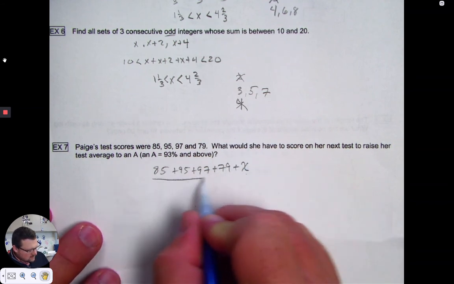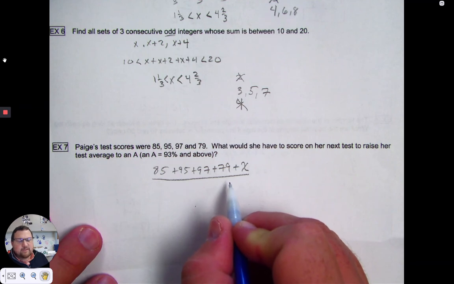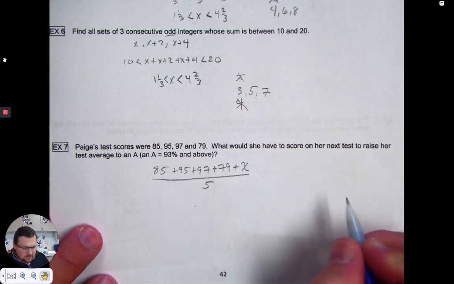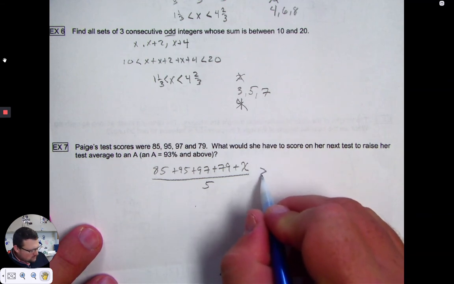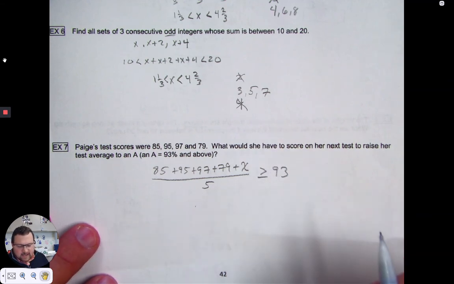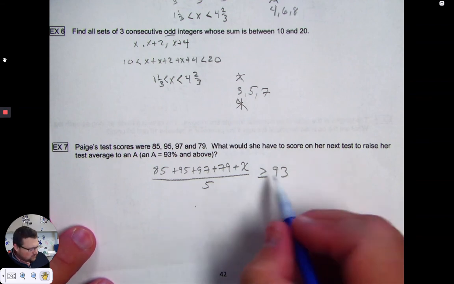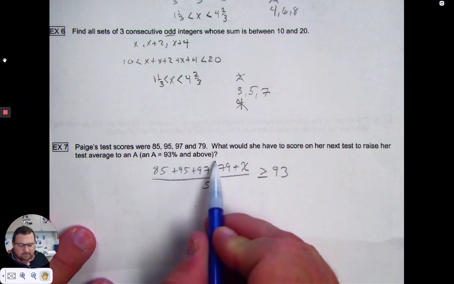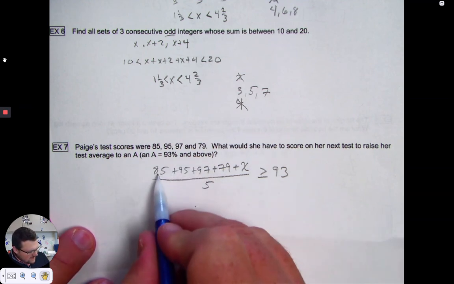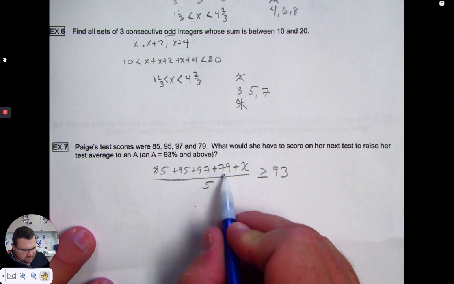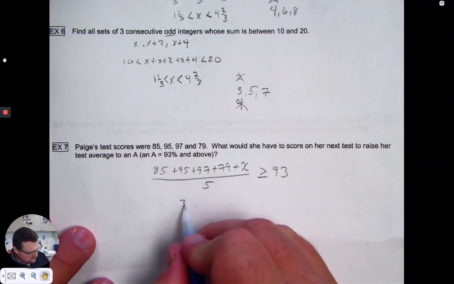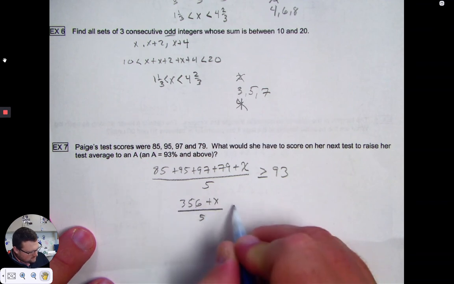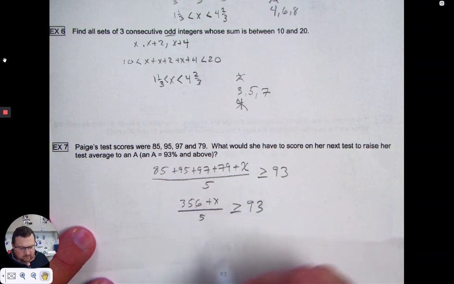That's our x. An average means you add them all together and divide by the total number of tests. So there would be 5 total tests. And this has to be greater than or equal to that 93. It's or equal to because it says an A equals 93 and above. So if we add these 85, 95, 97, and 79 together, that gives us 356 plus x over 5 is greater than or equal to 93.